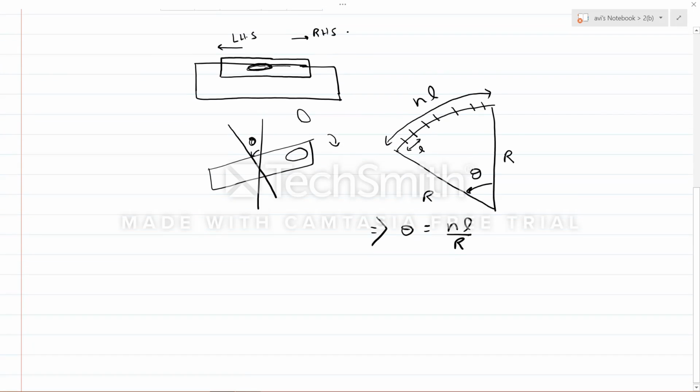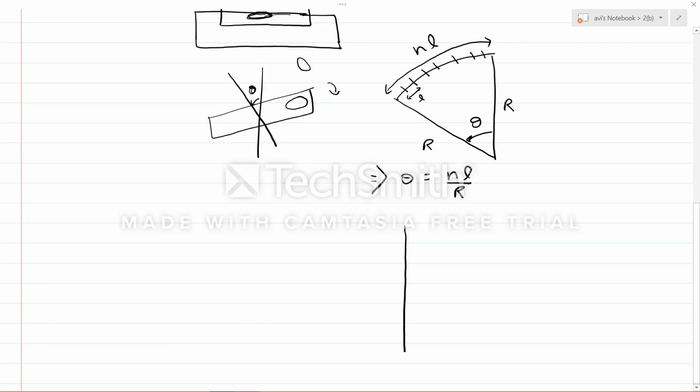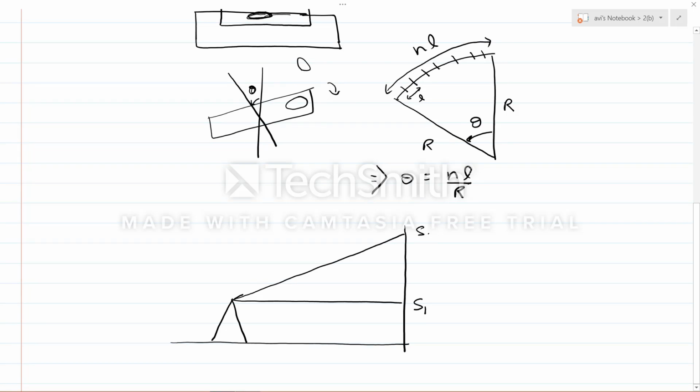Now, suppose there is a staff and this is a station, and we are sighting this point and we write the reading as S1, and then we again tilt. Suppose it's a dumpy level or tilting level. Suppose this reading is S2, and the angle which we moved was theta. This theta and this theta are the same. Theta will be S2 minus S1 upon D.